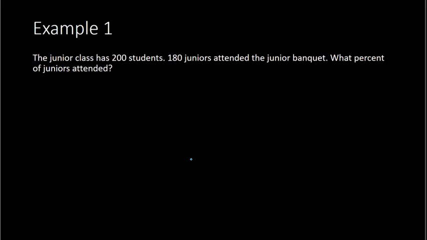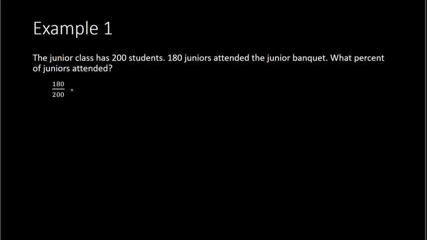180 juniors attended the junior banquet. What percent of juniors attended? So we have 180 juniors attended out of the 200 total. So the fraction would be 180 divided by 200. So the attended divided by the total, that will give you your percentage.